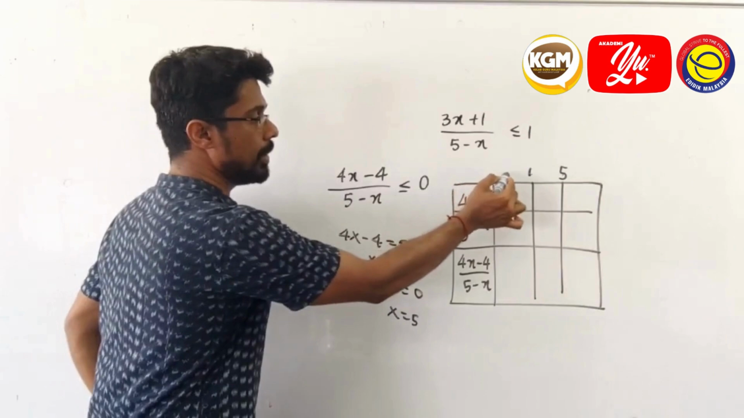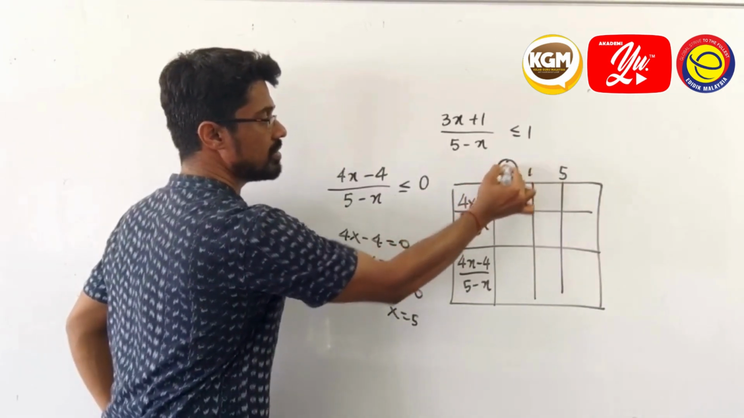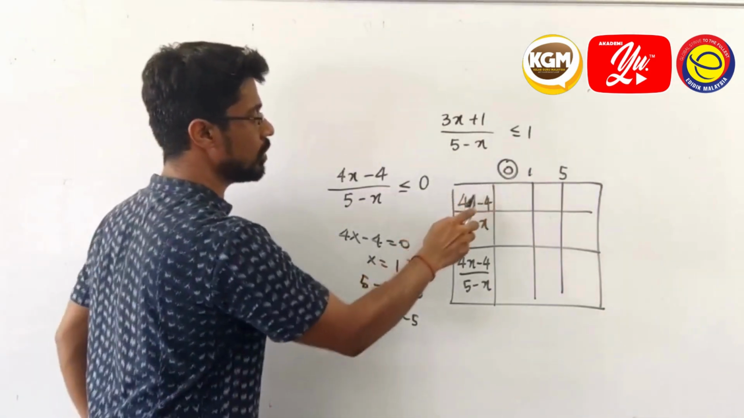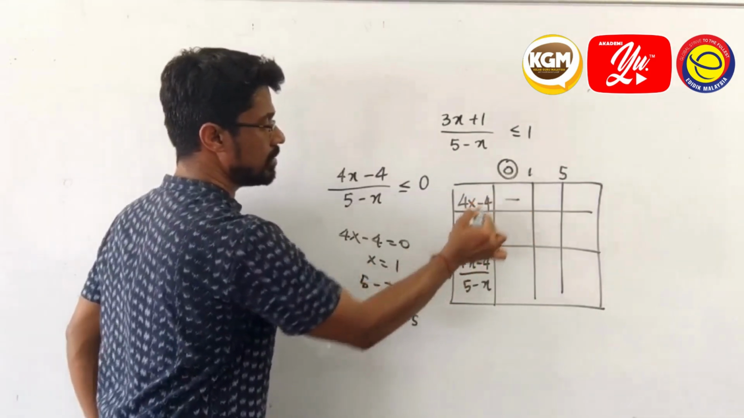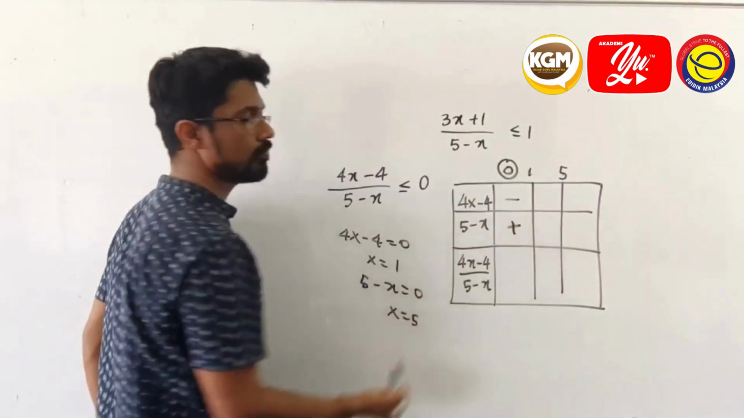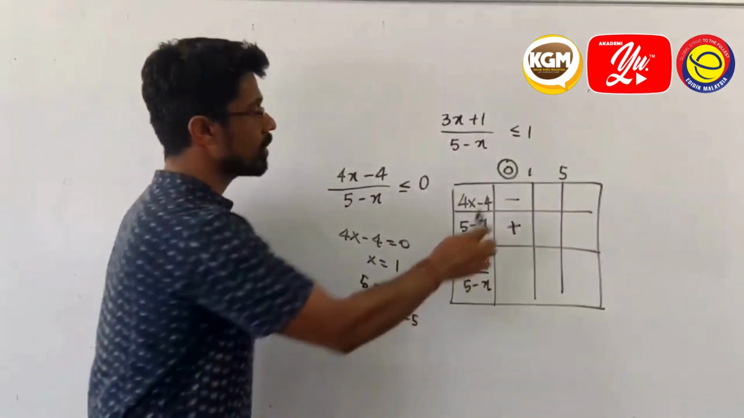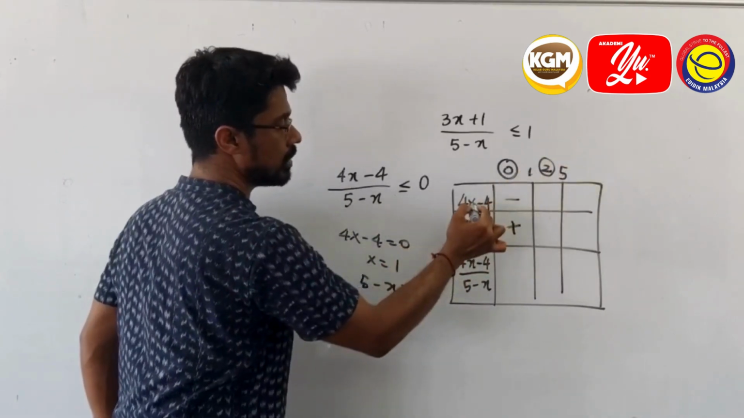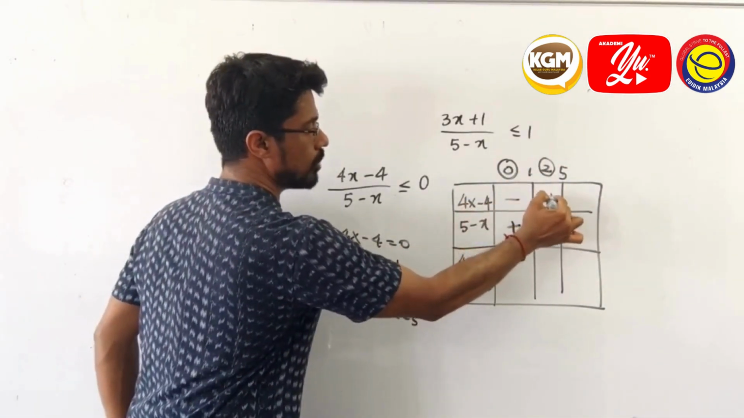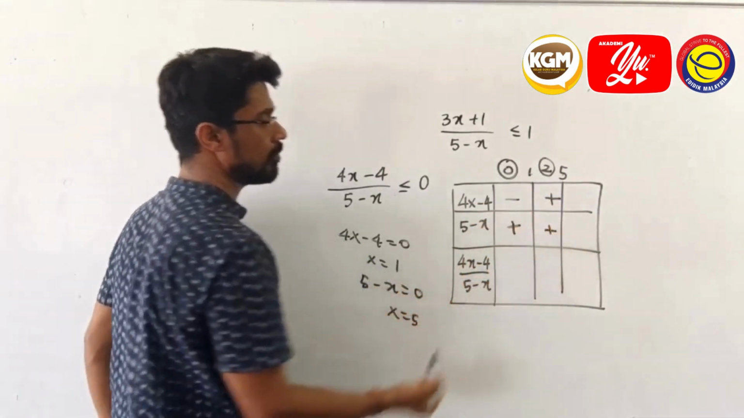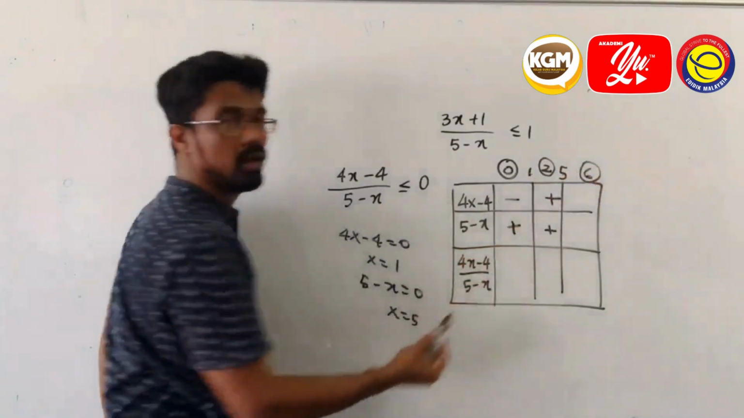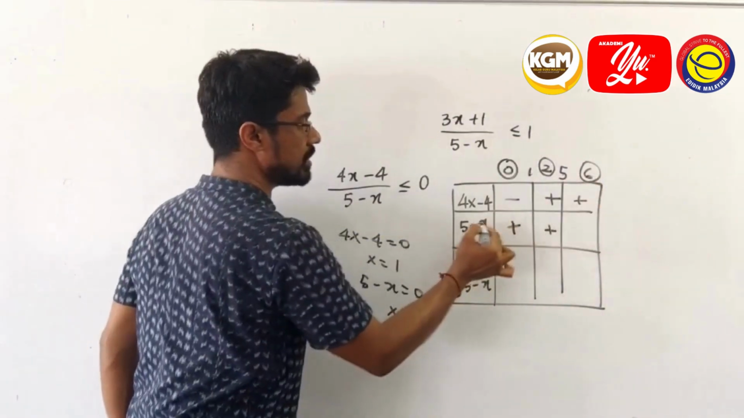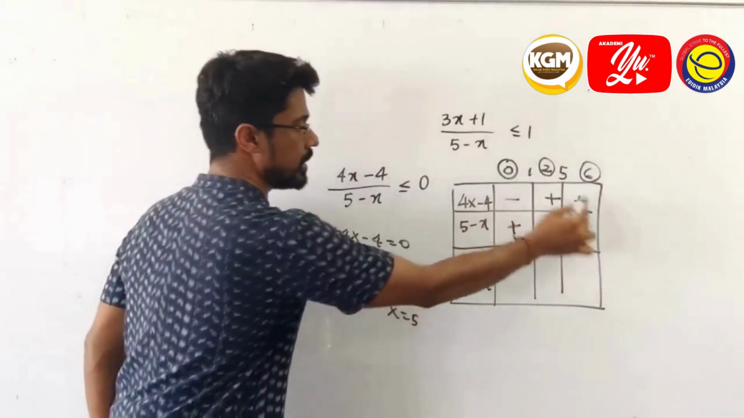I pick a number less than 1, which is 0, and substitute it. I'm only interested in the sign. Putting 0 in the first factor, I get negative. Putting 0 in the second, I get 5, so positive. Here I pick a number between 1 and 5, a simple number, 2. I get 8 minus 4, which is 4, positive. Next, a simple number 6: the first factor gives a positive number, the second gives negative. So I've got my signs already.